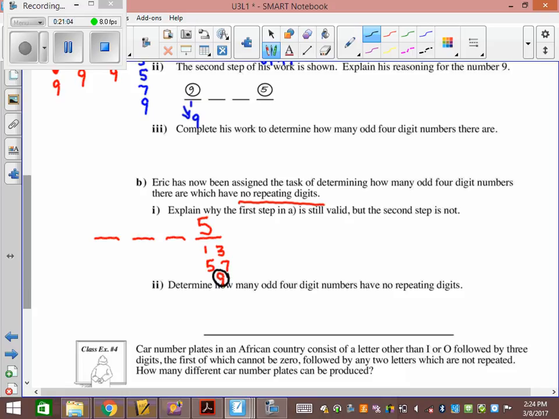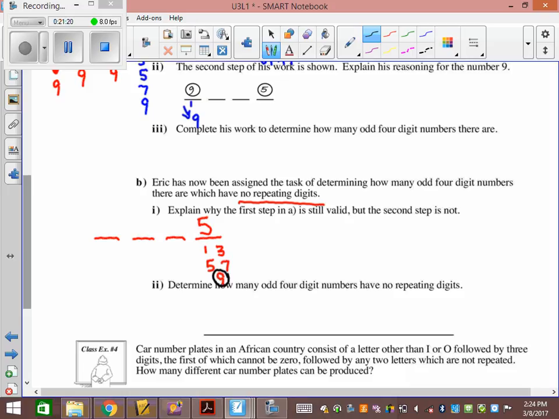Would I be wrong if I picked 7 or 5 or 3 or 1? No. Just pick one and circle it. The moment that there's no repeating, I circle that number and pretend it's now stuck there. Okay? So I have to go do my first blank next because it's a restriction.